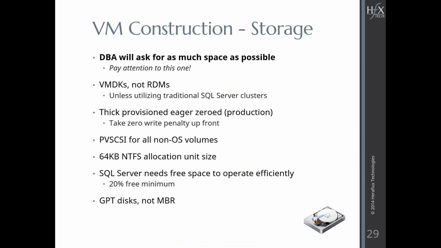RDMs functionally give you the equivalent performance of a VMDK. They're not necessarily noticeably faster. I use VMDKs across the board. You get all the flexibility and the bells and whistles of a hypervisor, and you're not limited to VMs that can't move, especially with SQL Server clustering. Now, we talked about this before. If you're on production, I generally will do thick provisioning or zeroed. If you're on a flash array, I will still do that, to get rid of the zero write penalty. I talked about it before: PV-SCSI, 64K NTFS block size.